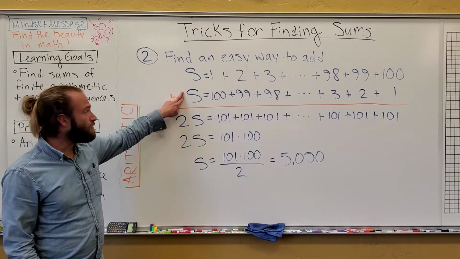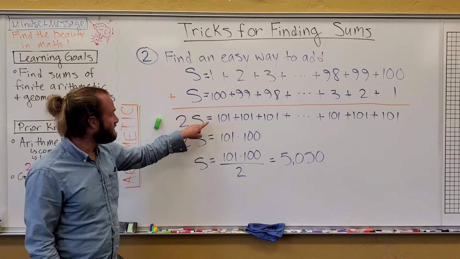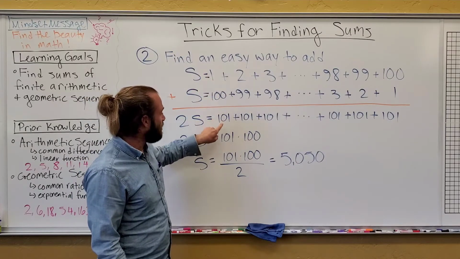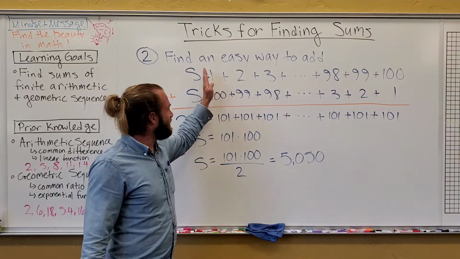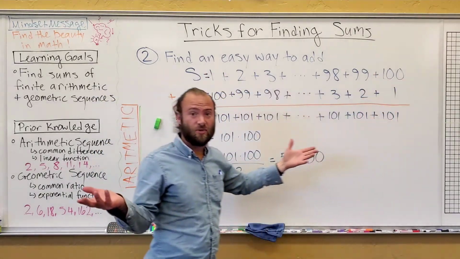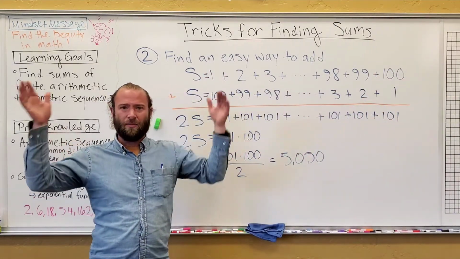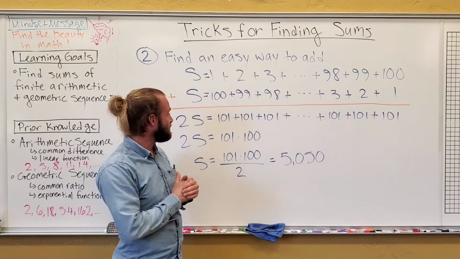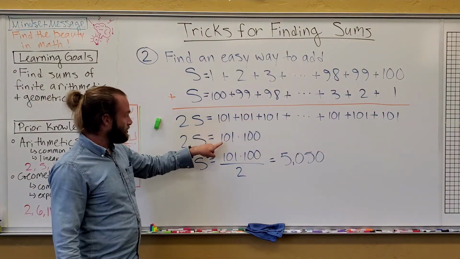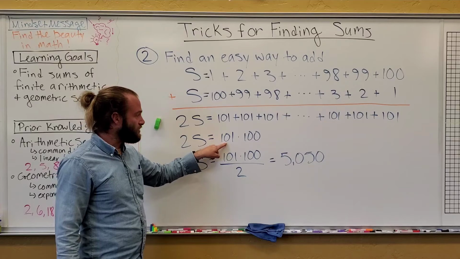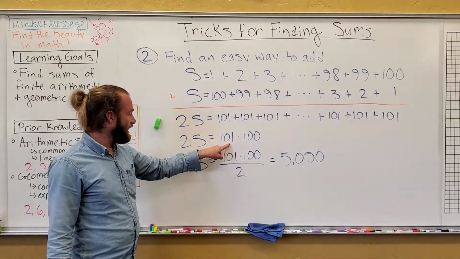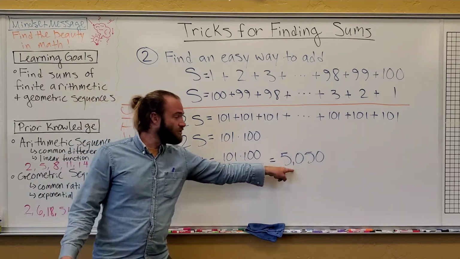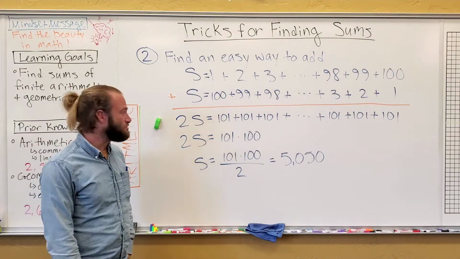We rewrote the sum backwards, and then we get 2S equals, these pairs all add up to 101. Well, how many pairs of 101s do I have here? I have exactly 100 of them, right? So you have to be able to know how many terms there are in the sequence to do this. And so we can shorten this by saying, oh, okay, there's 100 copies of 101 here, and dividing by 2, we still get 5050 just like I did before.